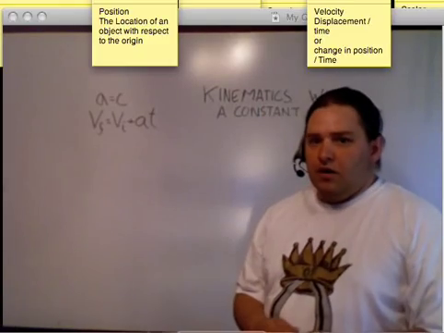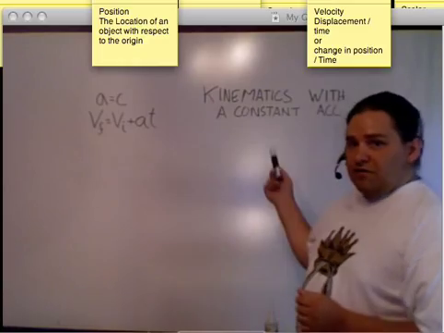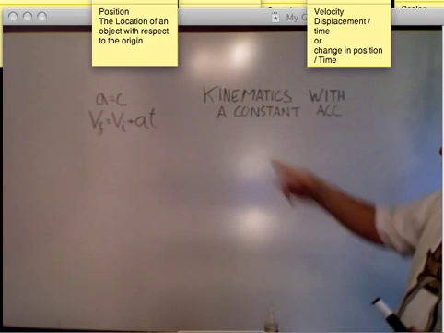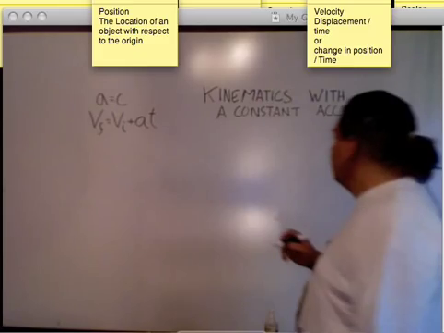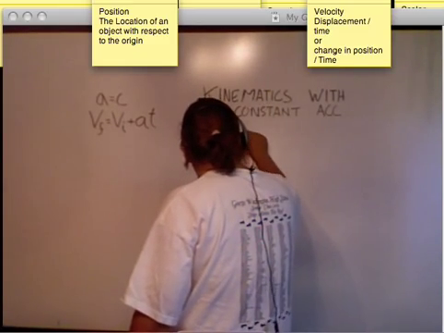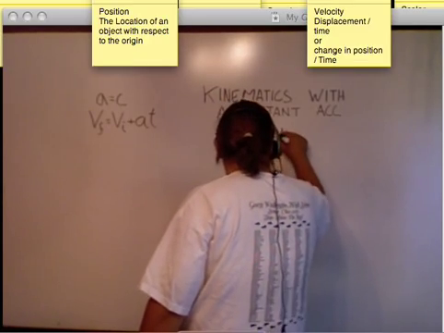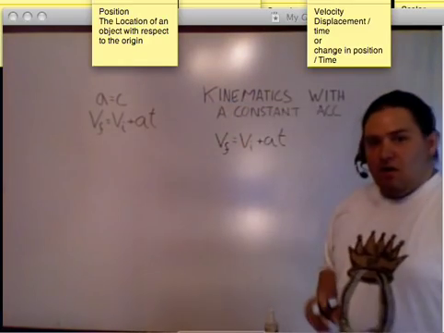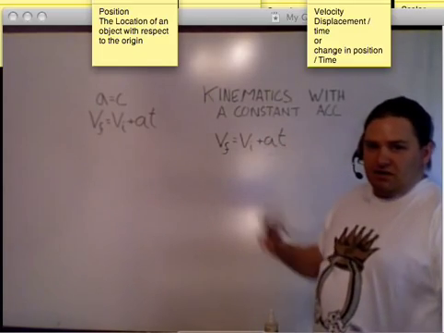Alright, so we're going to come up with the next equation for kinematics with a constant acceleration. I'm going to use that equation: v final is equal to v initial plus at. My final velocity is equal to my initial velocity plus the acceleration times time. You can think of this as simply how much my velocity changes by.